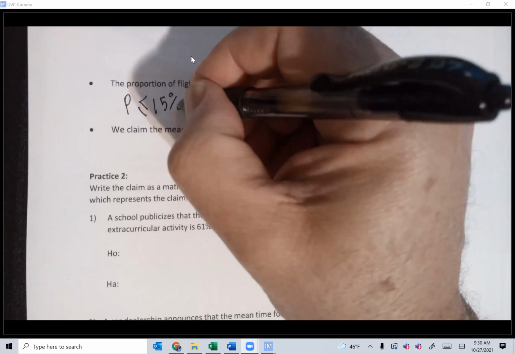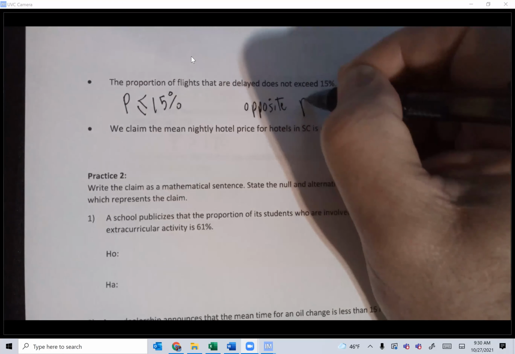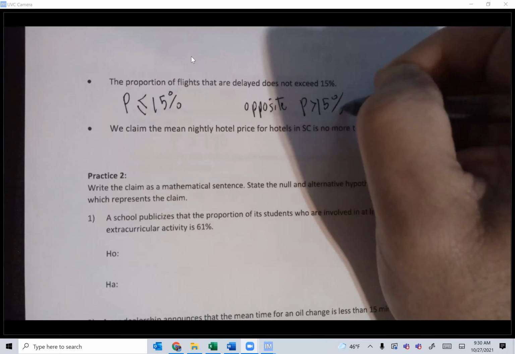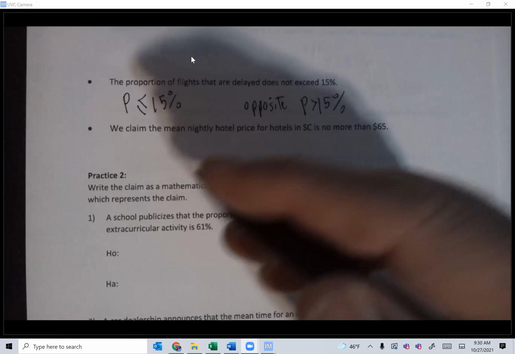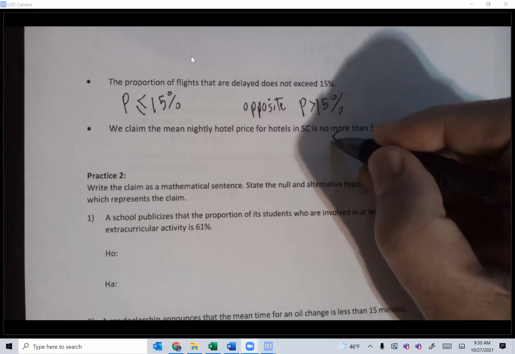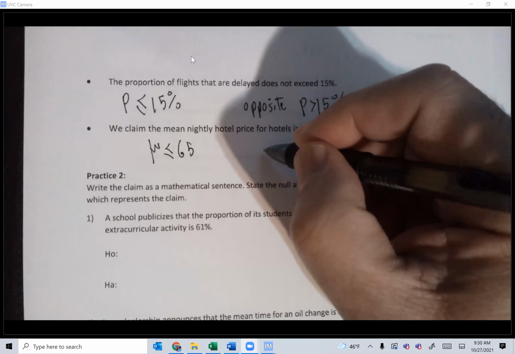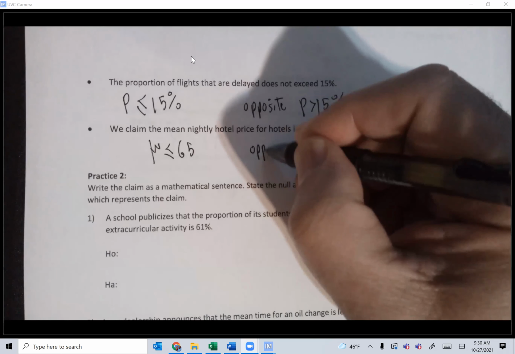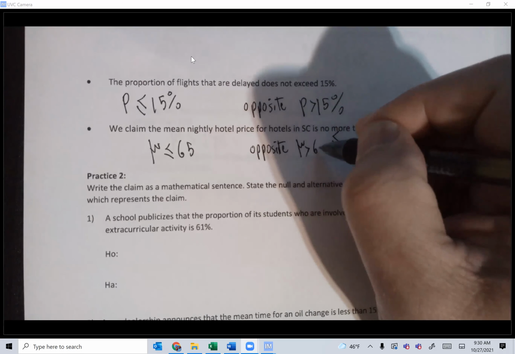I agree. And the opposite, guys, you know already, the combination of signs: greater than 15%. We claim that the mean nightly hotel price for a hotel in South Carolina is no more than $65. And no more, guys, means less than or equal to $65. And then the opposite will be mean greater than 65.